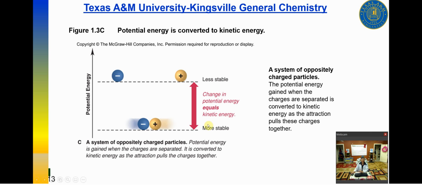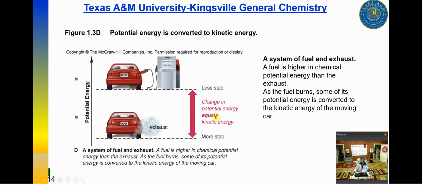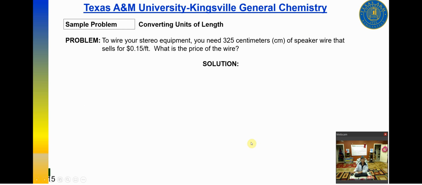In this case, it becomes more stable, meaning your potential energy can be converted into kinetic energy. In other words, we also need to know that the potential energy, in this case, equals the kinetic energy. And also we have some more about the energy conversion from potential to kinetic energy. So I will leave it for everybody to further study.